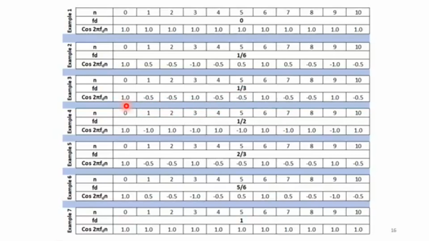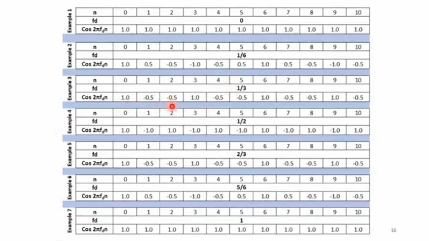So here the rate of oscillation is further increased. Previously the change was from 1 to 0.5, so the difference was 0.5, and 0.5 to minus 0.5, the difference was 1. But here the difference is 1.5. 1 to minus 0.5 is 1.5. Although there is no difference here, again minus 0.5 to 1 is a difference of 1.5. So the rate of oscillation is further increased, which is as expected, that when we increase the frequency, the rate of oscillation should increase.